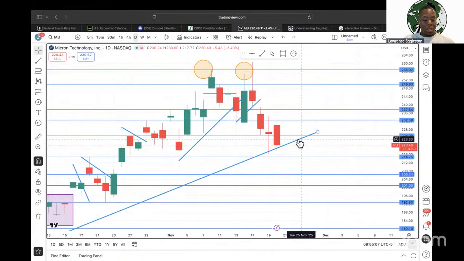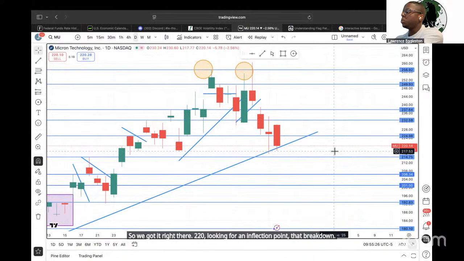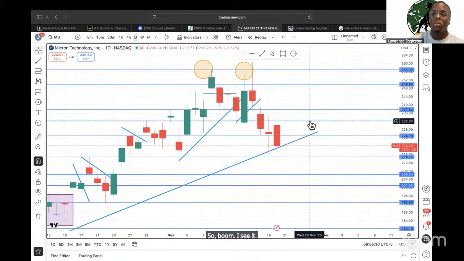What time is it? 9:55. Times 5. So we got it right there, 220. Looking for an inflection point, that breakdown. So boom, let's see it. So 220.